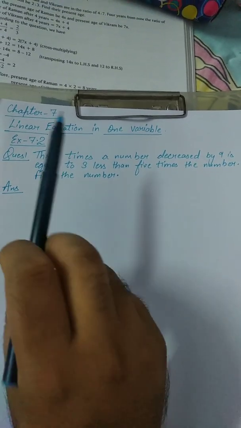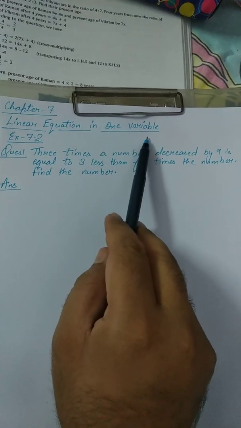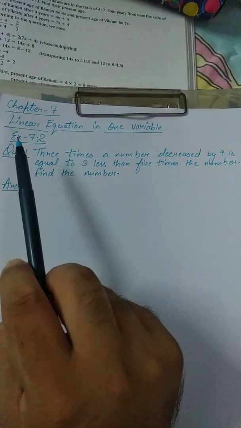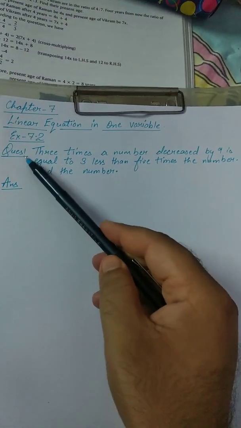As you all know, we are on chapter number 7, linear equation in one variable. Right? In this chapter I have already discussed with you exercise 7.1 in the last classes. Now today I am going to start a new exercise 7.2. Right? Come to the first question.